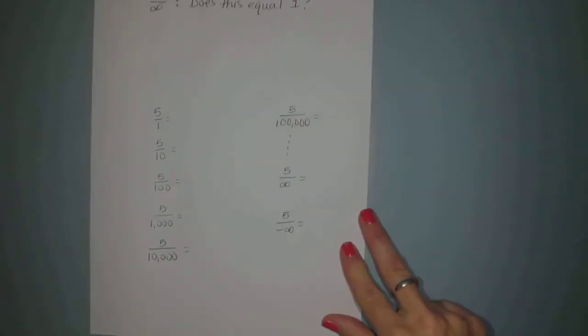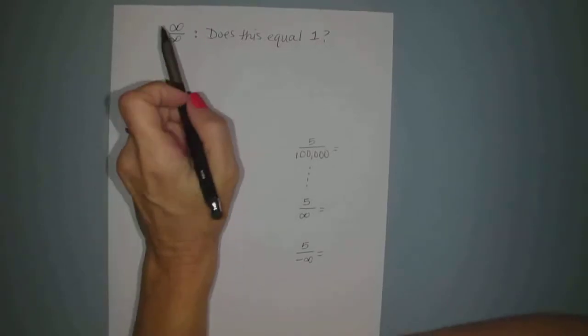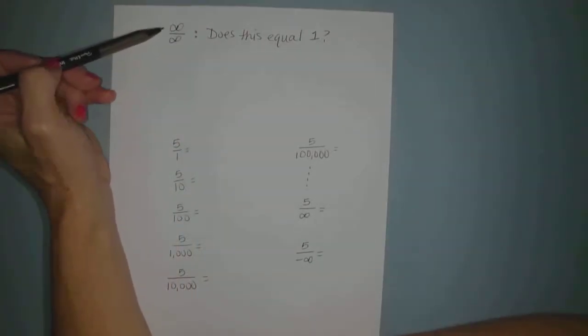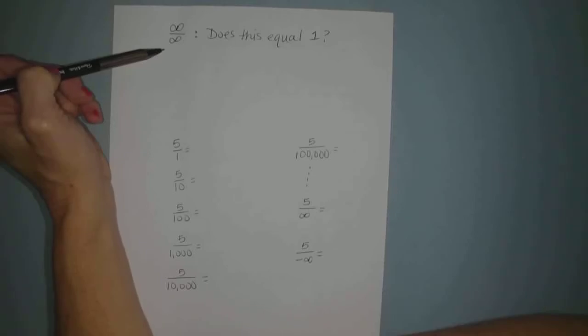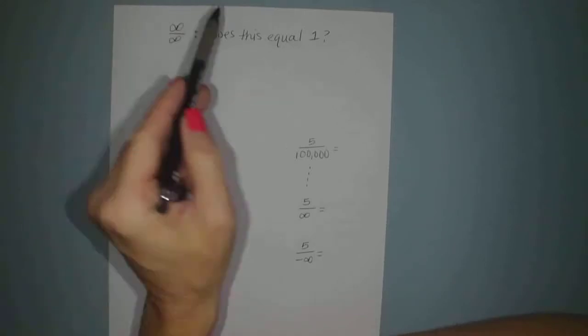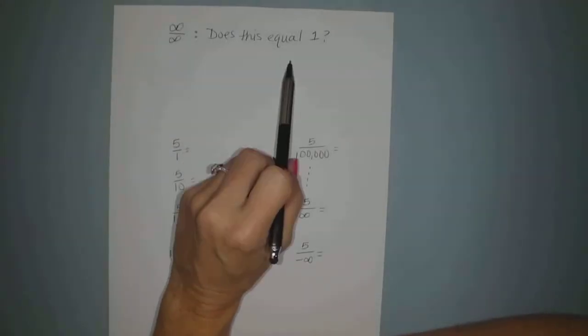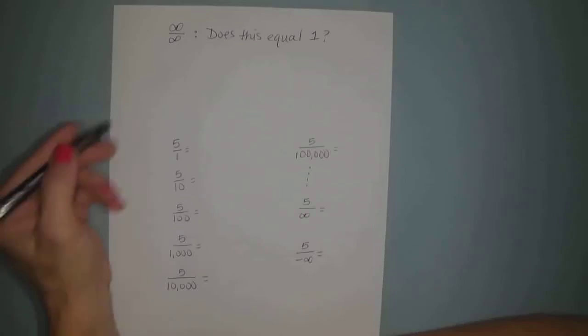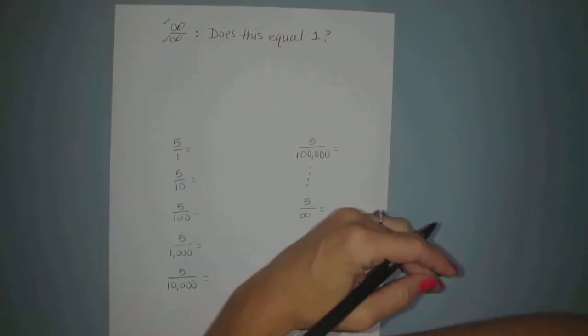Okay, next thing about infinity I want to review with you is this, because this is often a mistake students will make. If you ever get infinity over infinity, a lot of students want to say, hey, that's 1. When you divide something by itself, you're going to get 1. So that's the question I posed here. Does this equal 1? Well, the answer is no. And the reason is these are not equal.